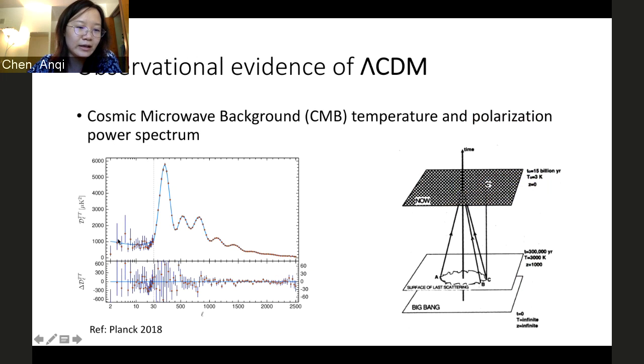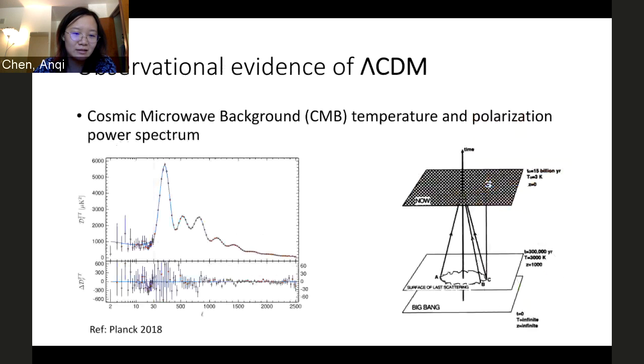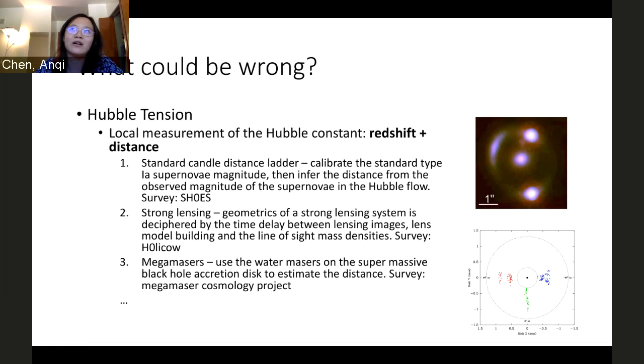And you can see we have a lot of data points on this spectrum, and we get a very tight constraint on lambda CDM parameters from CMB. But what could be wrong about this model? It's been a very successful model, and I'm still amazed by how well lambda CDM predicts the cosmic microwave background. But recently we got more and more precise measurements of the cosmological observables, and this Hubble tension started to appear.